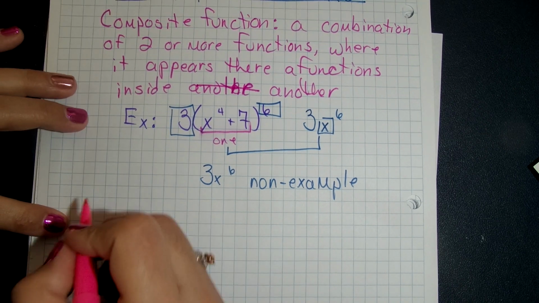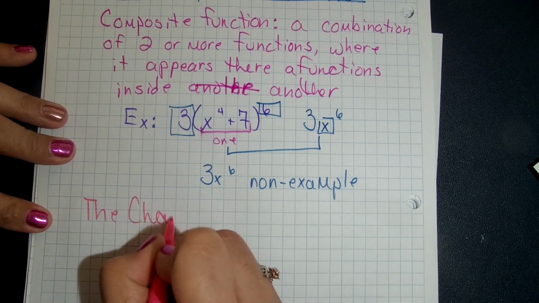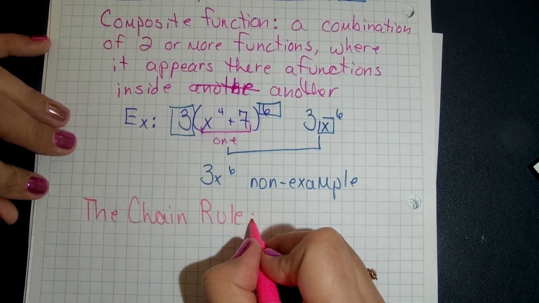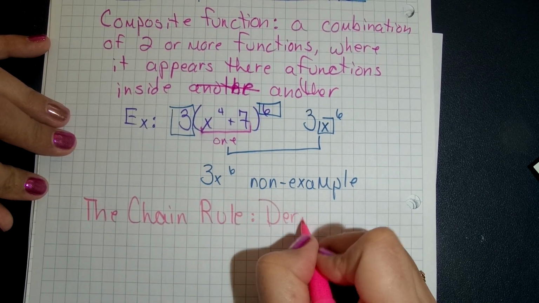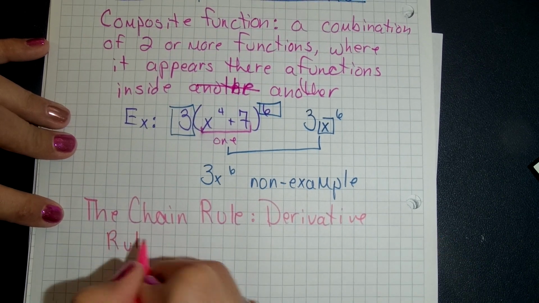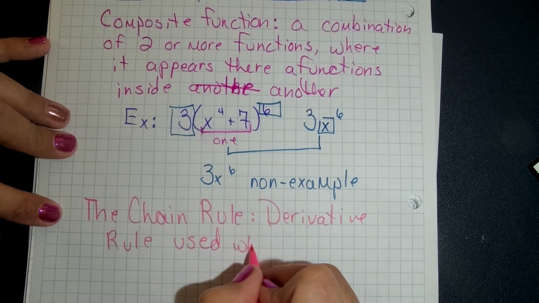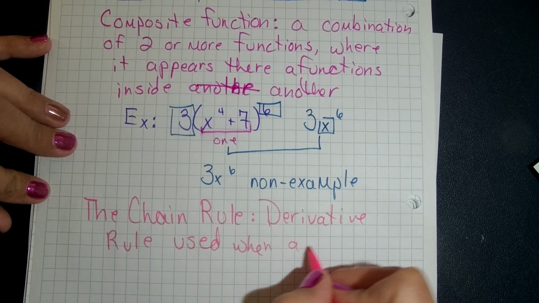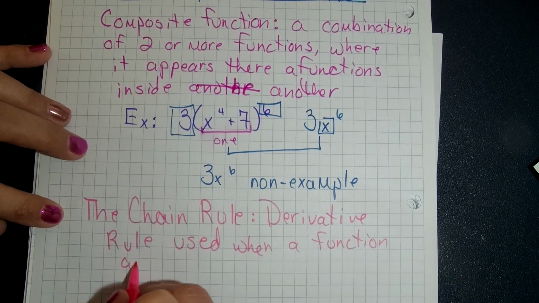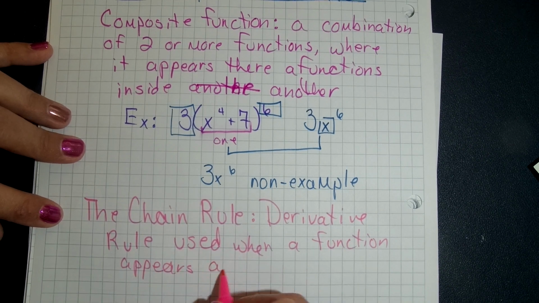So, the chain rule is a derivative rule used when a function appears as a composition.